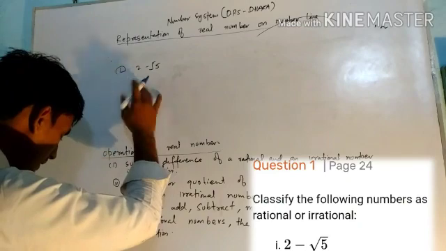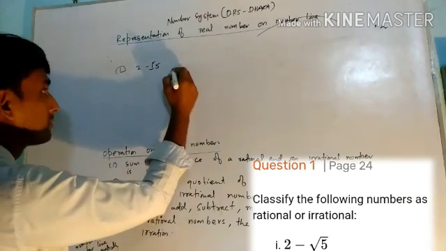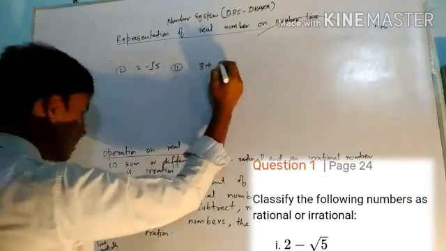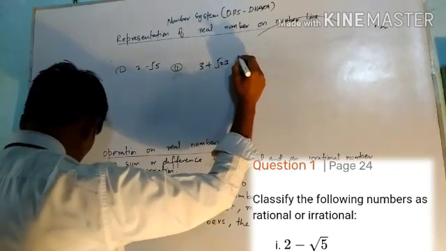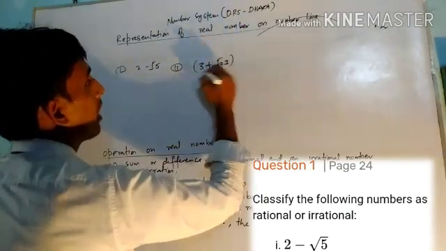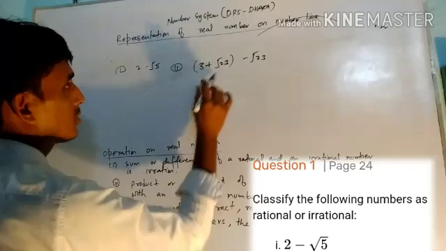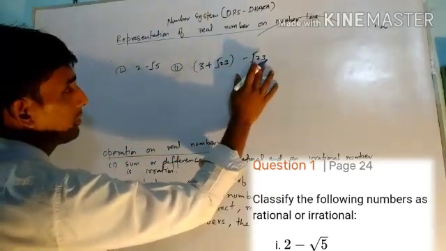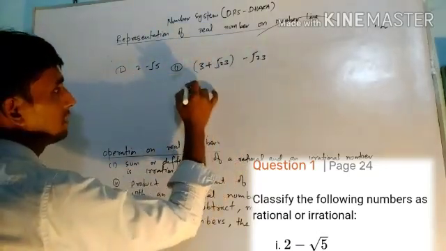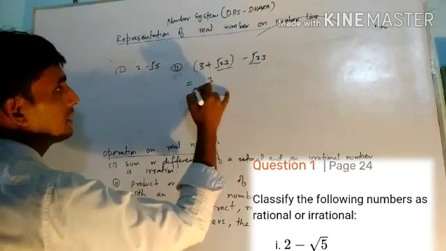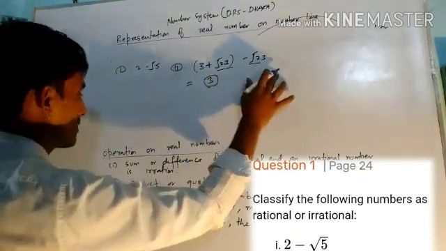Suppose the next question is 3 plus root under 23 minus root under 23. So if you subtract this, root 23 minus root 23, the number will cancel and you will get 3, and 3 is a rational number. So this is a rational number.